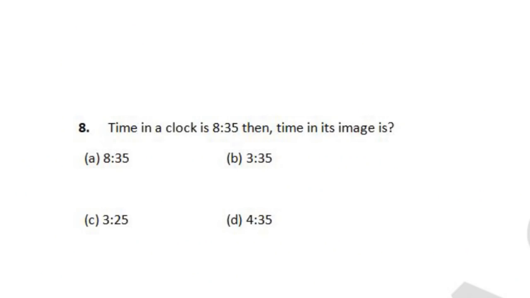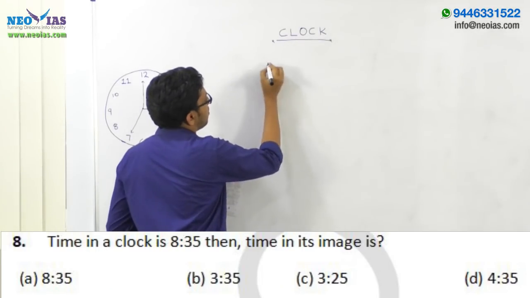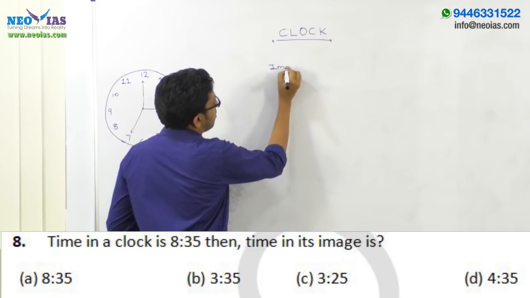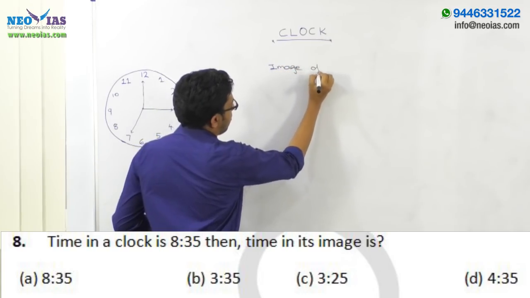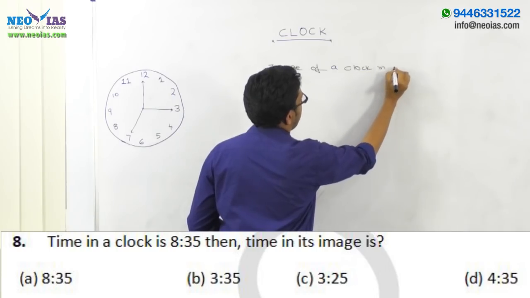Next question: if the time in a clock is 8:35, then the time in its image is? We are going to find the image of a clock in a mirror.